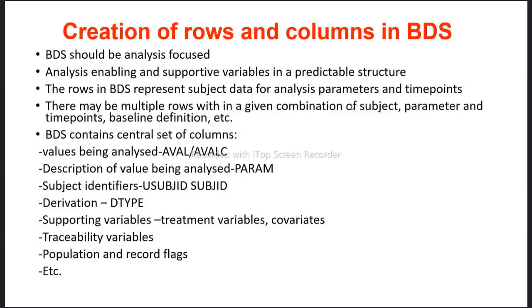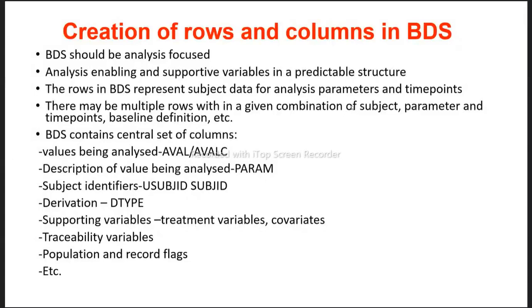The standard structure is going to be a very basic structure. In the standard structure, we are going to have two types of variables: one is analysis enabling, and the second is supportive variables. The third point is that the rows in the BDS represent subject data for analysis parameters and time points. There may be multiple rows within a given combination of subject, parameter, and time point, and based on definitions, we are going to see that.